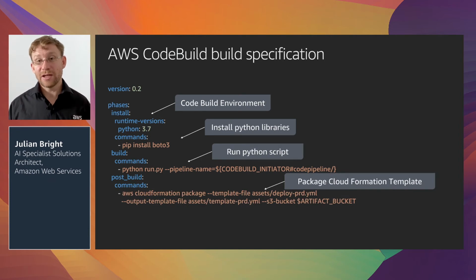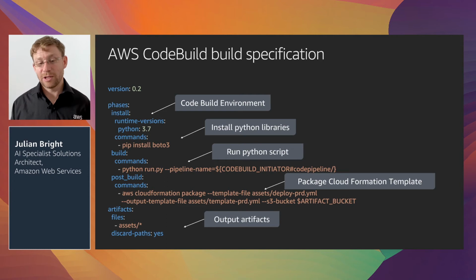And we can use the package command from CloudFormation, which will upload to S3 the necessary files that we need to create our API Lambda functions. And those assets can be included so that when the next step of the pipeline runs, they can access those assets.